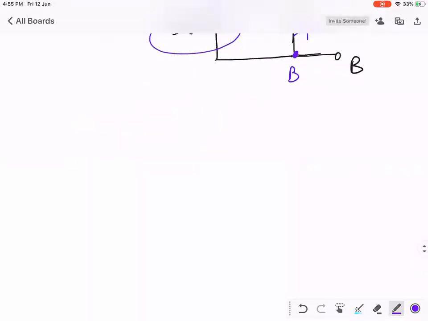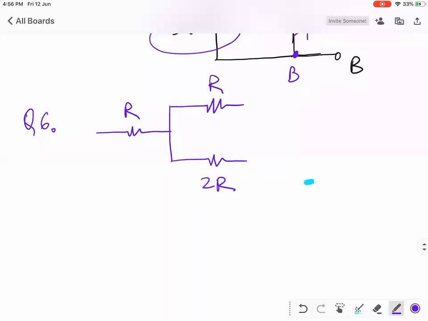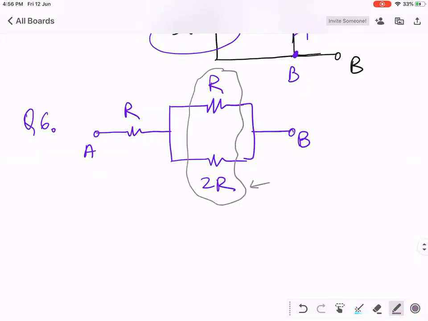Yes. Okay. This is question number 6. Slowly we will increase the level, bacho. You will learn everything. This is my guarantee. This is R. This is 2R. What is the resistance between A and B? First will you solve series or parallel? First you will solve parallel. So these two are in parallel. Product by sum. So you got 2R by 3.